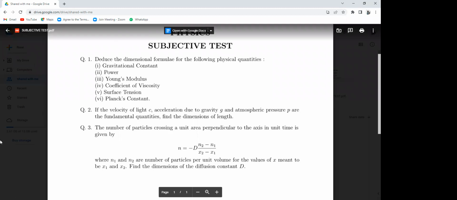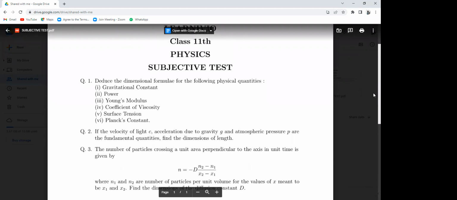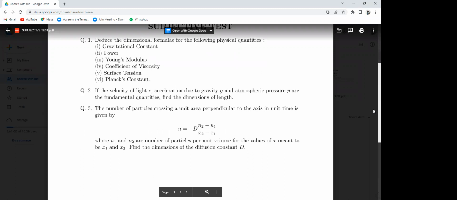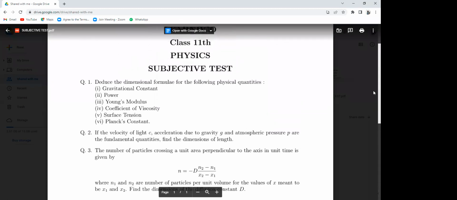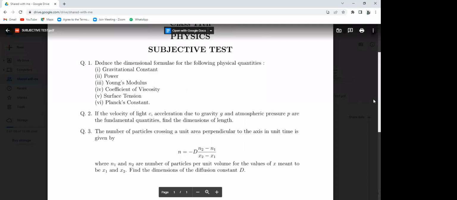Are you able to see this question paper? Is the question paper visible to you both? Yes, ma'am. All right. So you have half an hour time, start doing it, and then submit your answer sheet, make it into a PDF with your name written and submit it, or you can write subjective test 1 and submit it on the WhatsApp. You must be having a group where you get the meeting IDs. So submit it there.